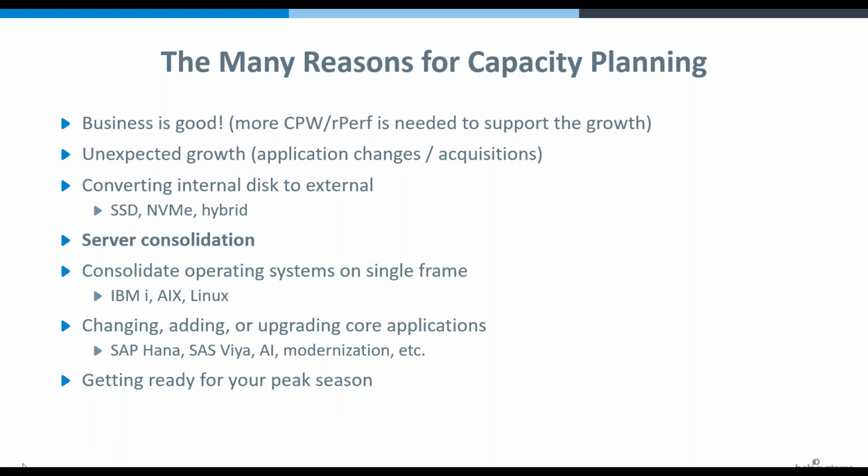Now, on top of that, there's potentially a DR and an HA frame in the picture here, but basically running all of these operating systems on the same frame certainly makes sense. Again, it's just an opportunity, and it makes sense financially, right? And as Tom mentioned, changing or adding or upgrading core applications. I want to emphasize the importance of, like Tom was talking about, upgrading your OS 400.